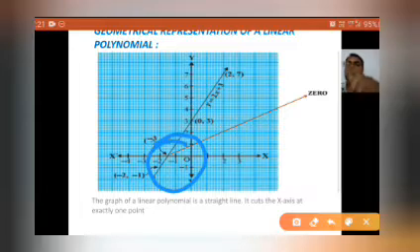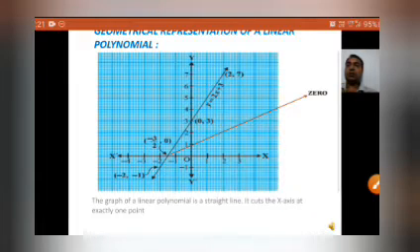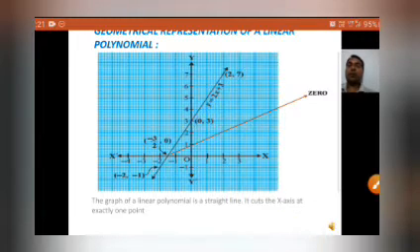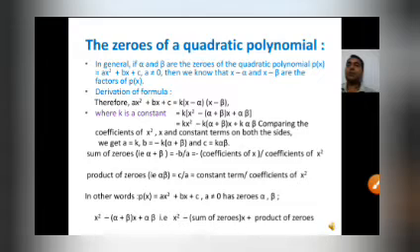In previous classes we already discussed the geometrical representation of linear polynomials. So geometrically, a linear polynomial is represented as a straight line which intersects the x-axis at one point, and that intersecting point on the x-axis is known as the zero of the polynomial. Now let us discuss the zeros of a quadratic polynomial.